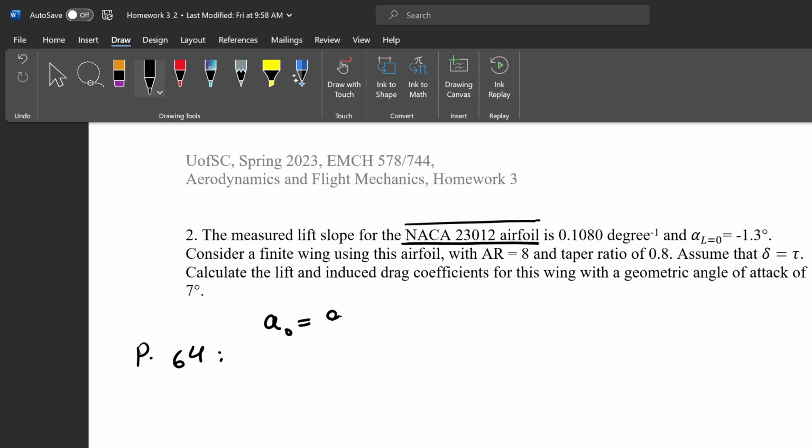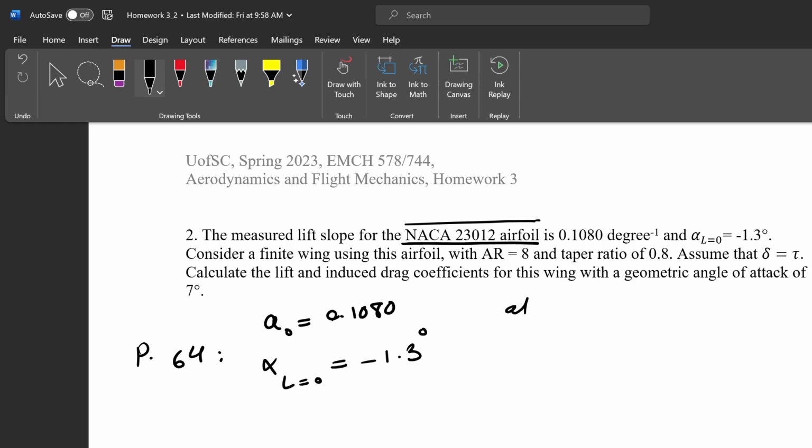So a naught for us is 0.1081. This is per degree. And we are also told that alpha at 0 lift, angle of attack at 0 lift, is negative 1.30. You just have to keep in mind that this value doesn't change for the finite and infinite wing, because we are talking about the 0 lift case. When you have 0 lift, none of it goes to induced velocity, right? Because induced drag, or induced velocity for that matter, essentially means that at 0 lift, your angle of attack is not going to change.